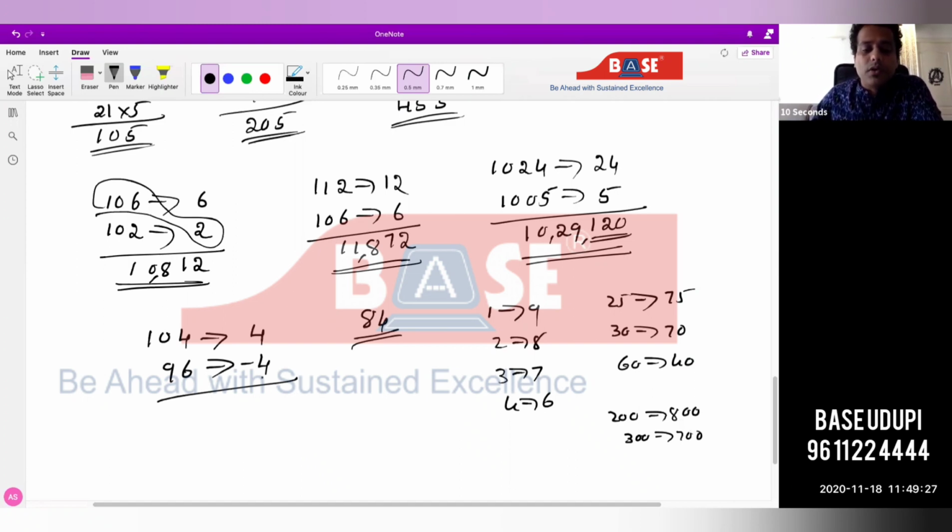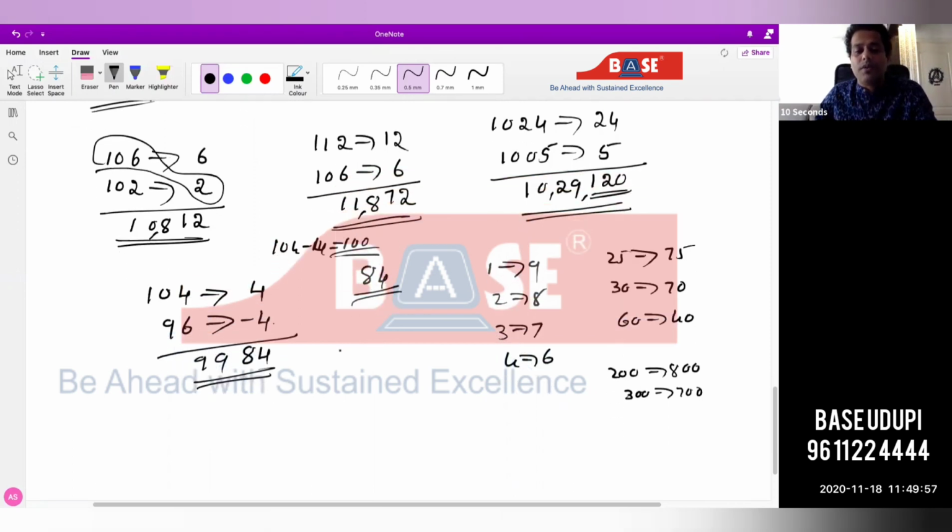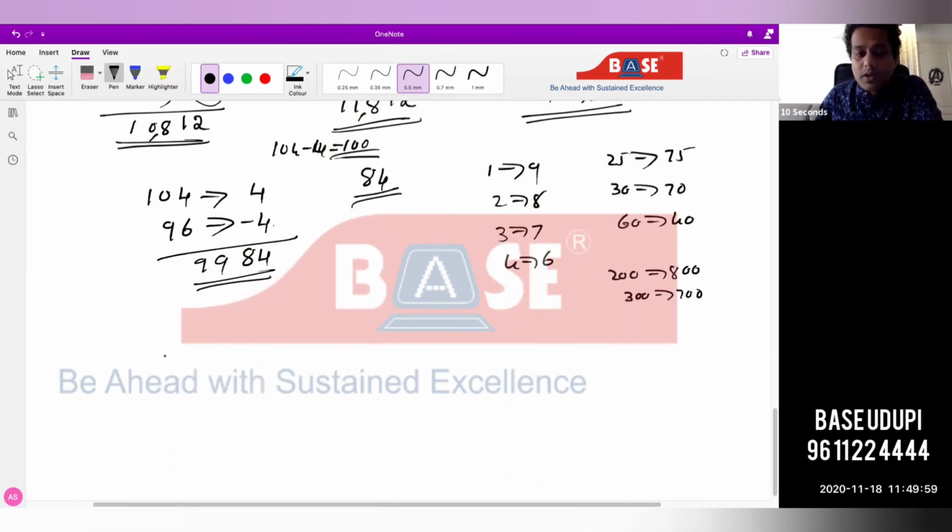All right. So 4 into 4 is 16, but minus 16. Minus 16 is nothing but 16 complement. 16 complement is 84. But when you take a complement number, the one difference is, 104 minus 4 is 100, right? But whenever you take a complement, you need to take one less than the number. So 99 is what you take. What you get is 100, but you need to take 99. So the answer is 9984.